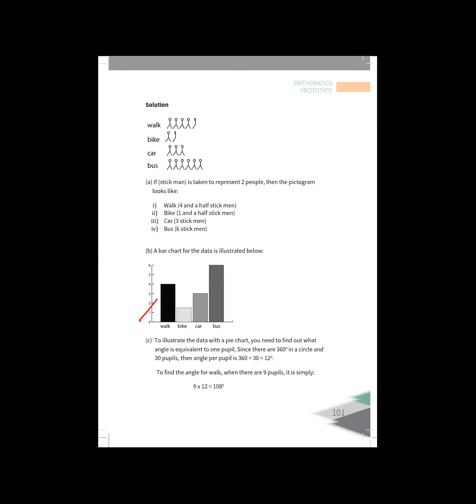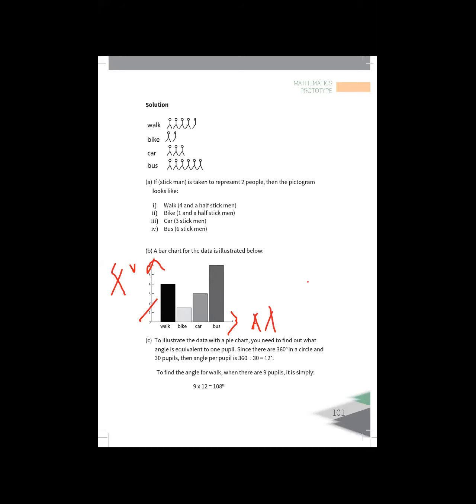But what you shouldn't forget in this case is majorly labeling the axes. You don't forget to label and then indicate or put open-ended arrows. Label this as frequency. Label this as method of travel, the horizontal.